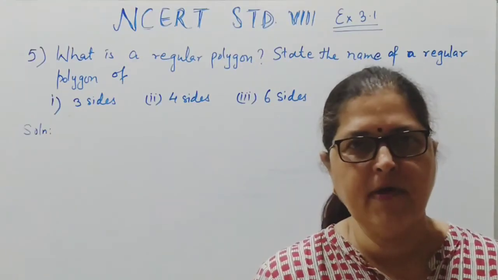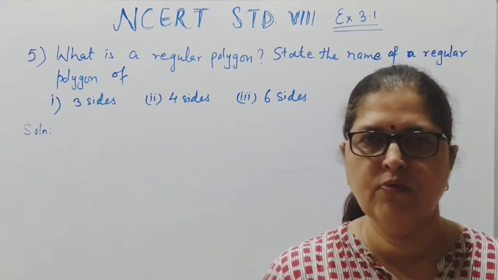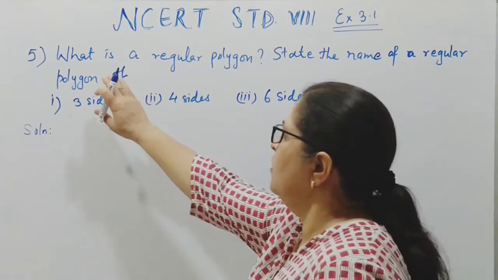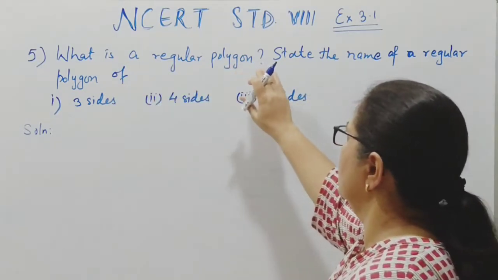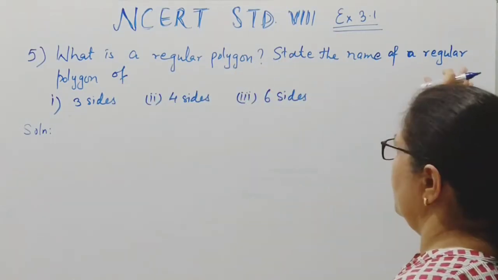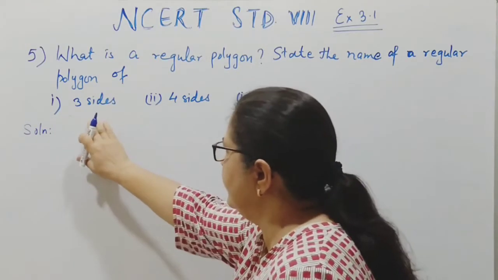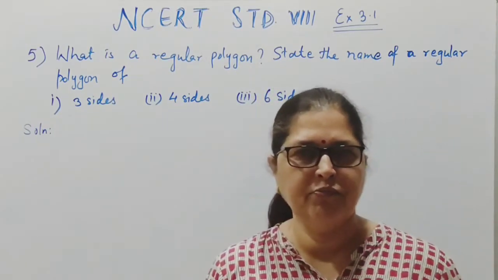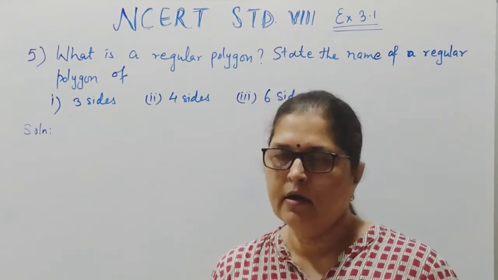Now, question number 5 of exercise 3.1, NCERT standard 8. The question is, what is a regular polygon? State the name of a regular polygon of 3 sides, 4 sides, 6 sides. So first we have to define what is a regular polygon.